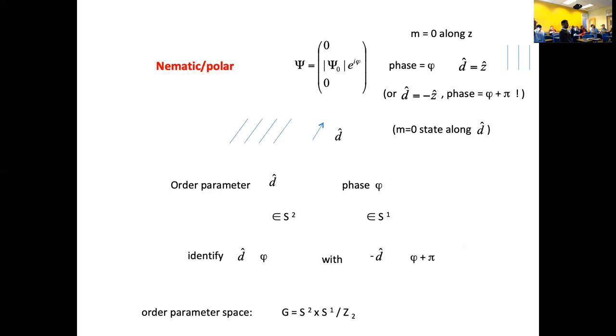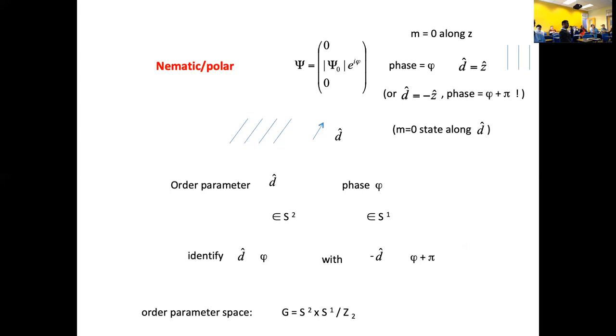I draw it as just some bar like this instead of an arrow, because you can always also read this as d along minus c, but with an additional phase of pi. So that is exactly the same thing. I can have m equals 0 along some other direction other than the c-axis, so instead of my d vector pointing along c, I would have to draw it like this.